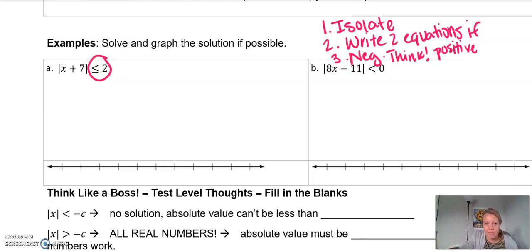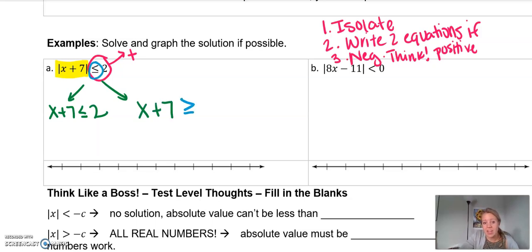My first thing is I have my absolute value by itself. Then I see that I have a positive number, so we're going to write two inequalities. I know that the x plus 7 can be smaller than 2, or I can write that x plus 7 is, I'm going to flip the sign, greater than or equal to, and I'm going to make it negative, negative 2. I solve both of these for x. I get x can be less than negative 5, or x can be greater than negative 9.